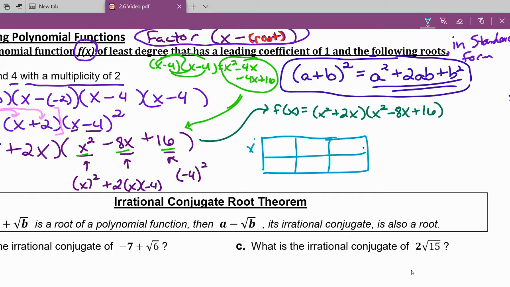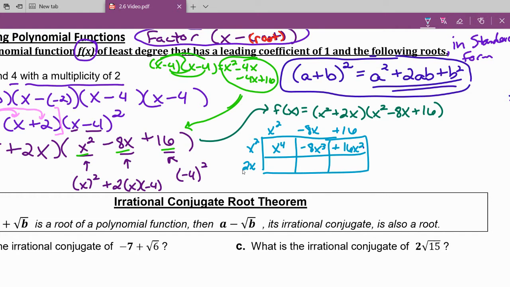So if we put our binomial on the side in front of each row and our trinomial on the top above each column, and then multiply just like a multiplication table. So take your x squared times your x squared, and we get x to the 4th. Take your x squared times negative 8x, and you get negative 8x to the 3rd. X squared times 16 will be a positive 16x squared.